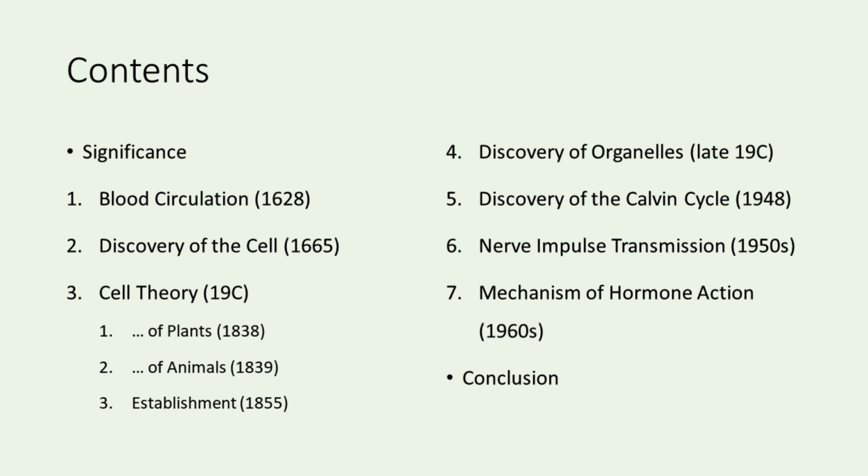Continuing our journey, we reach 1948, marked by the discovery of the Calvin cycle. Finally, we explore profound insights into nerve impulse transmission in the 1950s and the mechanisms of hormone action in the 1960s. Let's embark on this historical voyage, starting with the significance of these milestones.